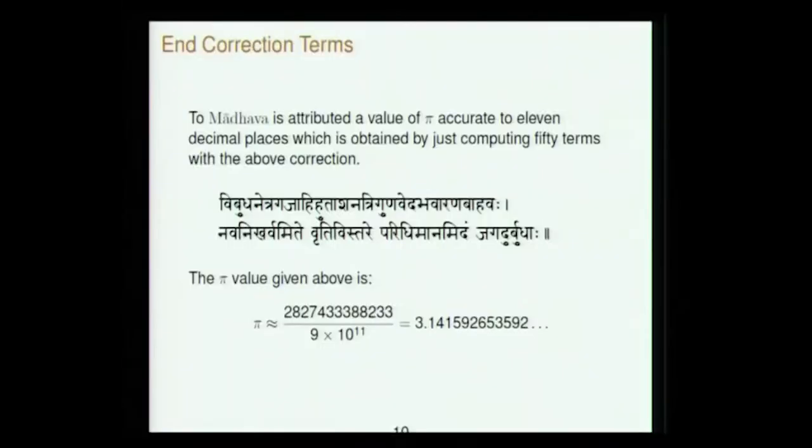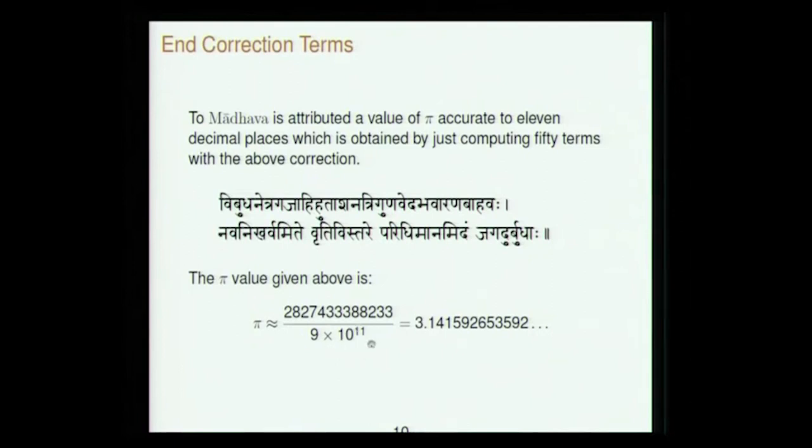Vibhudhanetra gajahi hutashana triguna veda bhavarana bahavaha nava nikharva mite vriti vistare paridhi manam idam jagaduhu budhaha. The wise say that the following is the circumference of a circle of diameter nava nikharva.